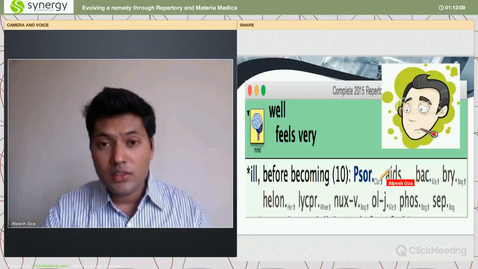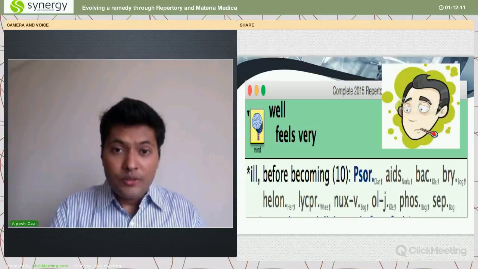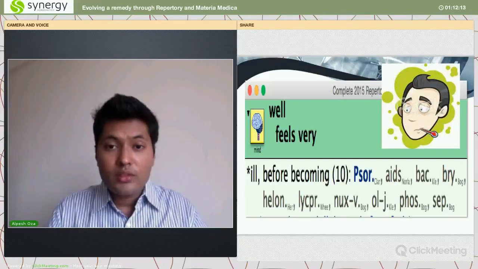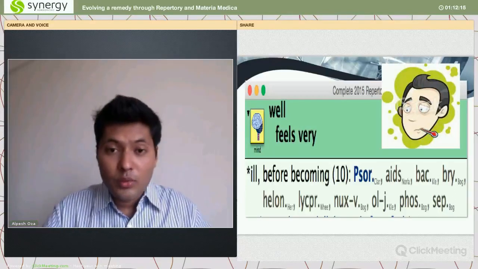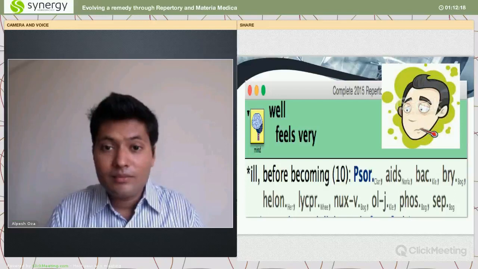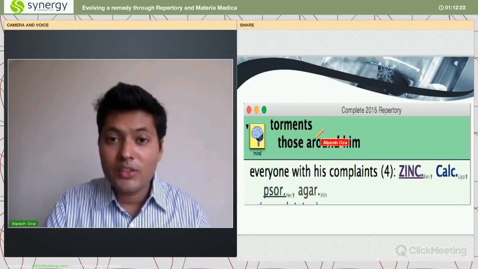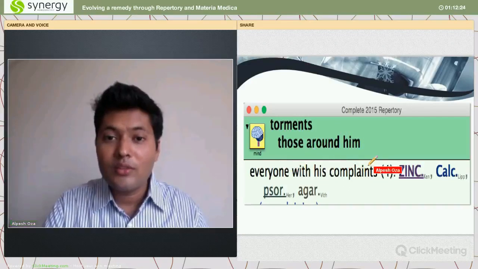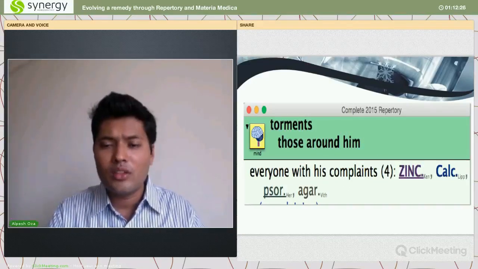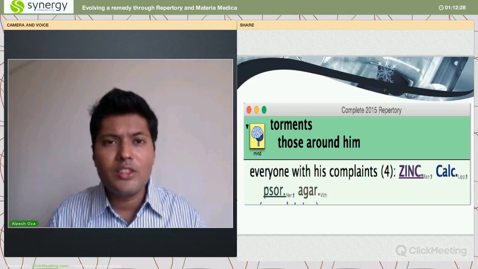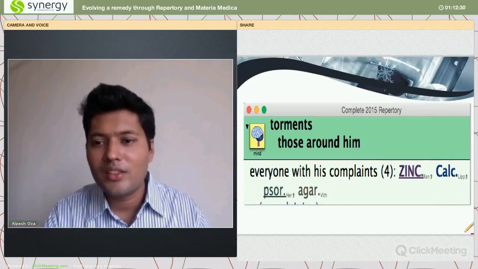Then we see this symptom: he feels well before becoming ill. But once he gets ill, then he'll not leave anybody. We see this interesting symptom, torment those around him with his complaints. He'll kind of torture everyone with his symptoms and complaints.